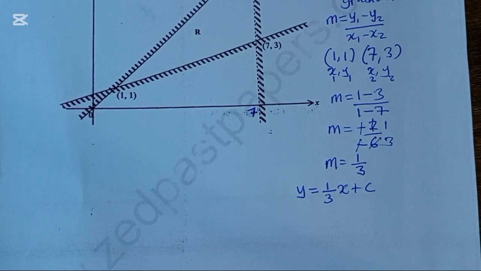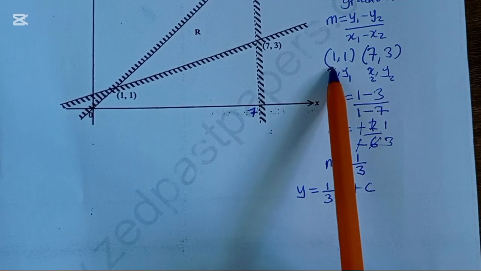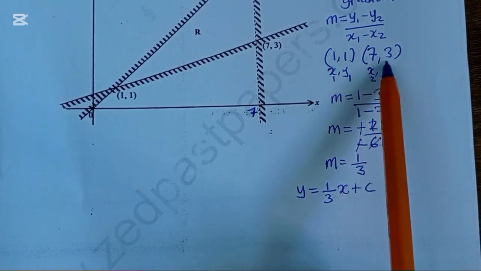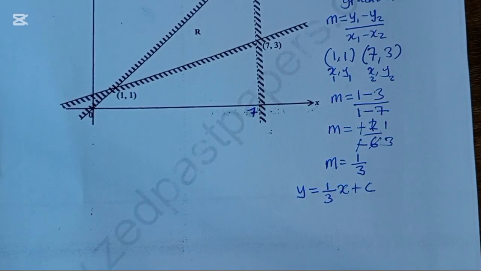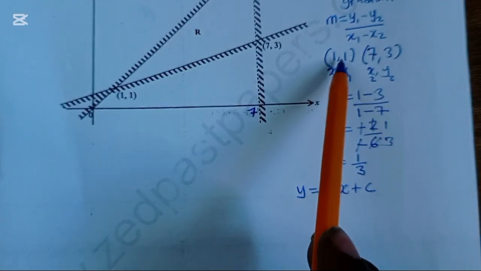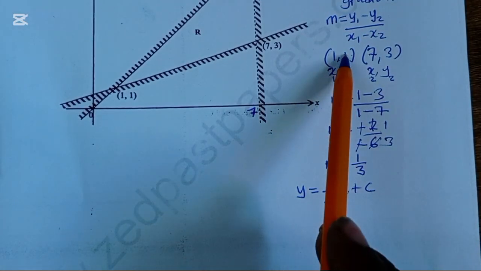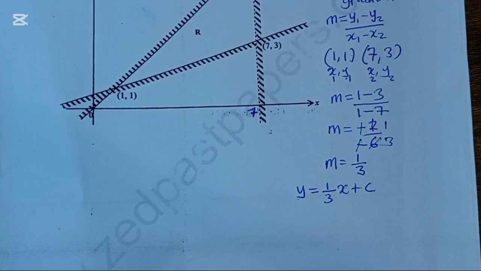So I'll find now the value of c. So finding the value of c, I need to pick one of the two coordinates. So I'm going to pick 1, 1. So where y is equal to 1, where there is y, I'll put 1.